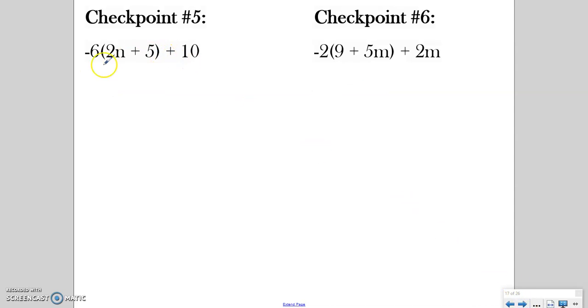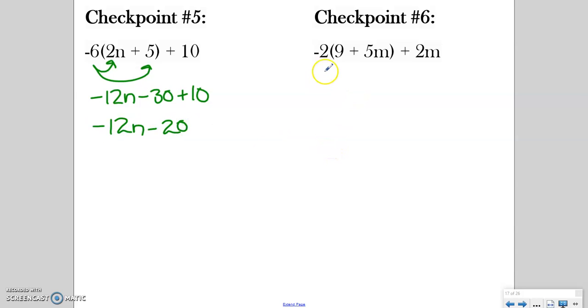Okay, next one. Distribute first. Always distribute first, and then bring down whatever is left over. So this one is negative 12n, this one is negative 30, this is plus 10. Combine the like terms, and there's your answer.